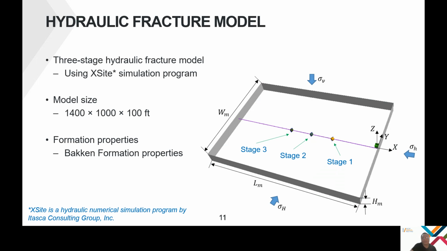Hydraulic fracture geometry. This is an illustration of how the model looks. This is the 3-stage hydraulic fracture model. We built it using the AlChE simulation program, with the model size 1400 feet for length, 1000 feet for width, and a height of 100 feet. And these three show the stages with Bakken formation properties to illustrate the properties of the formation itself.